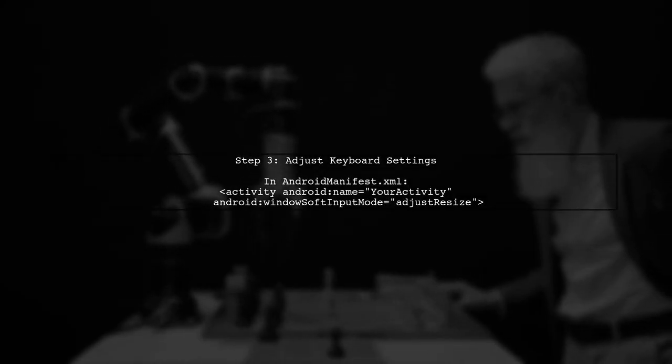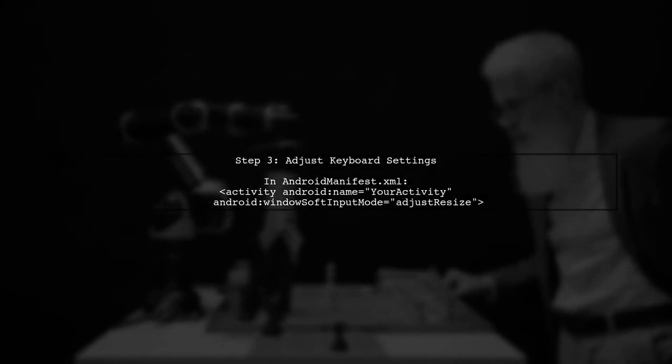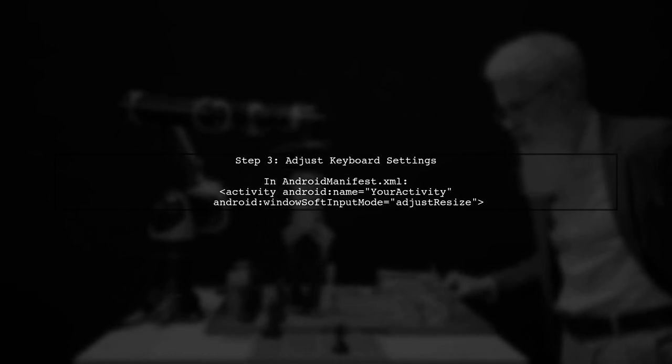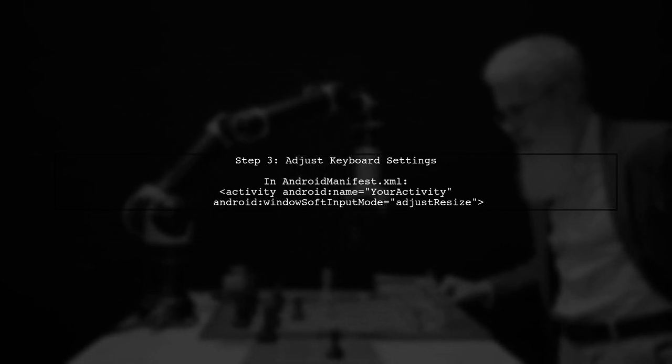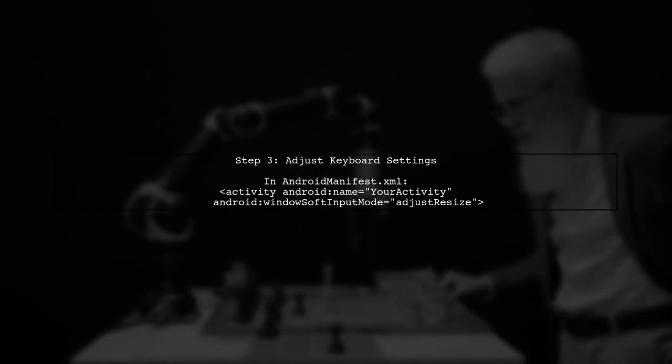Now let's focus on the keyboard issue. When the keyboard appears, it can sometimes obscure the recycler view. To fix this, we need to adjust the window soft input mode in your Android manifest.xml.